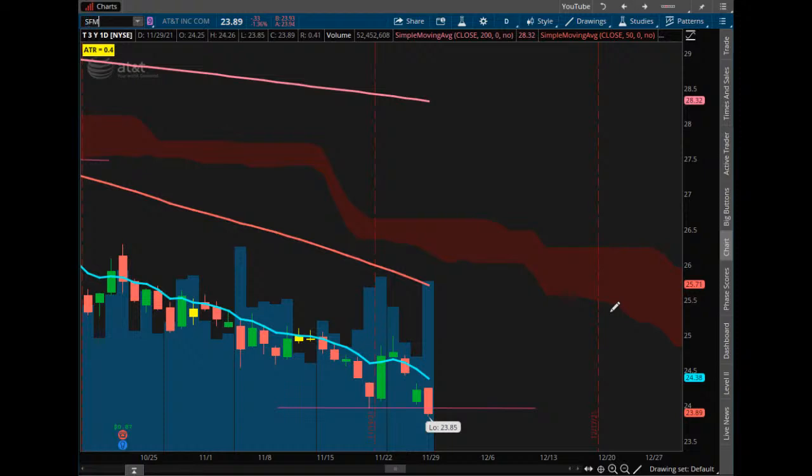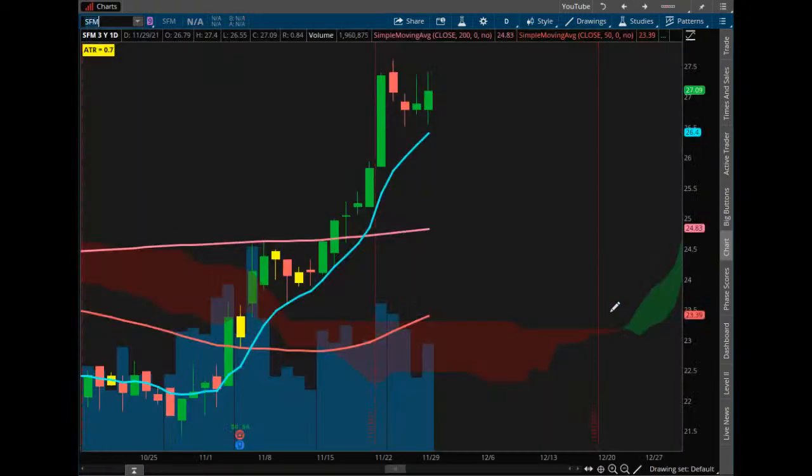And Michael Phelps, SFM to the 30s. Nice. Look at this thing go. Yeah, it's getting really tight up here. Big breakout. Nice pause right now. Let's just see if it can break out again and get going again.